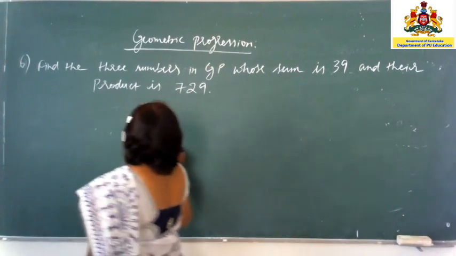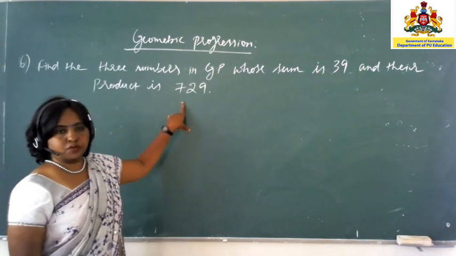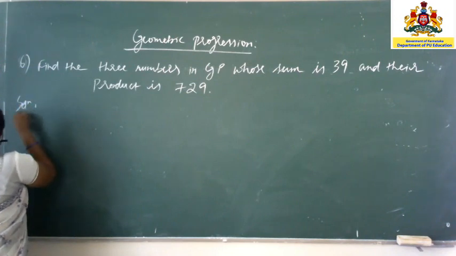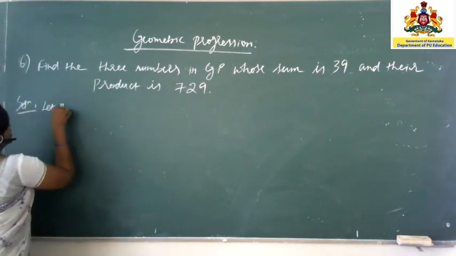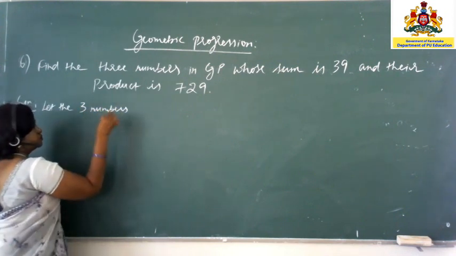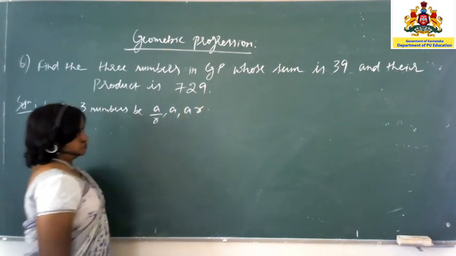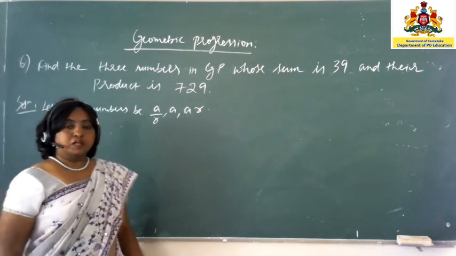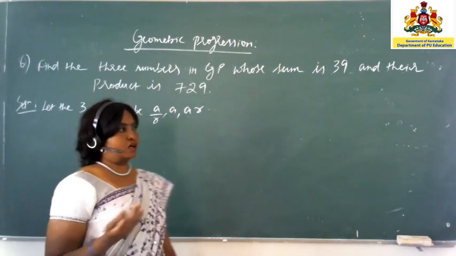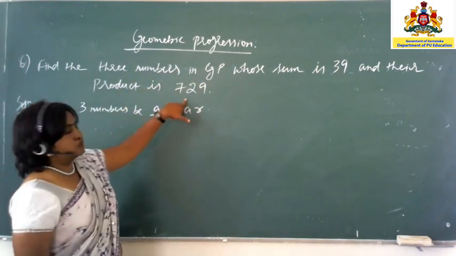Next question. Find the three numbers in GP whose sum is 39 and their product is 729. Most repeatedly asked question. Let the three numbers be A by R, A, AR. In AP, you are taking A minus D, A, A plus D. But in GP, it is A by R, A, AR. Sum is 39 and their product is 729.